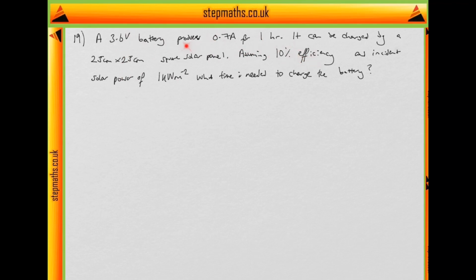Okay, so we're told that a phone has a 3.6 volt battery and it produces 0.7 amps for 1 hour. We're told it can be charged by a square solar panel of side length 25 centimetres, and that assuming 10% efficiency at an instant solar power of 1 kilowatt per metre squared, what time is needed to charge the battery?